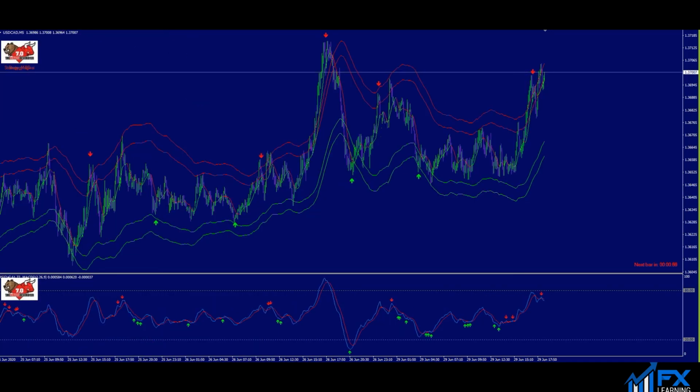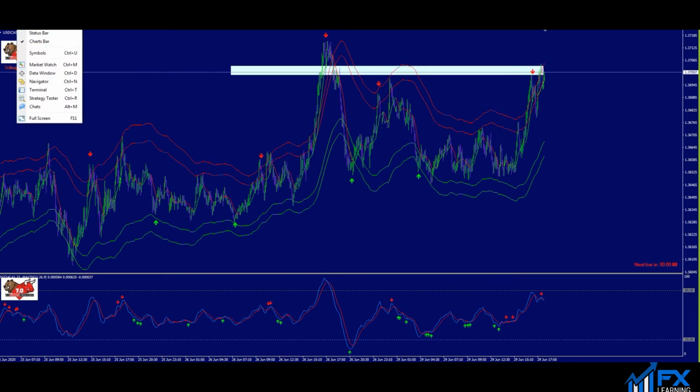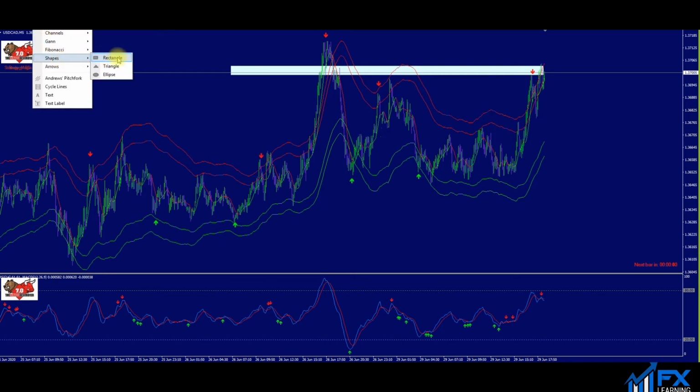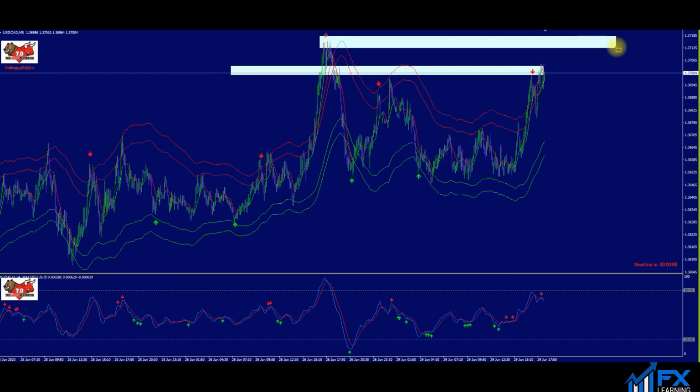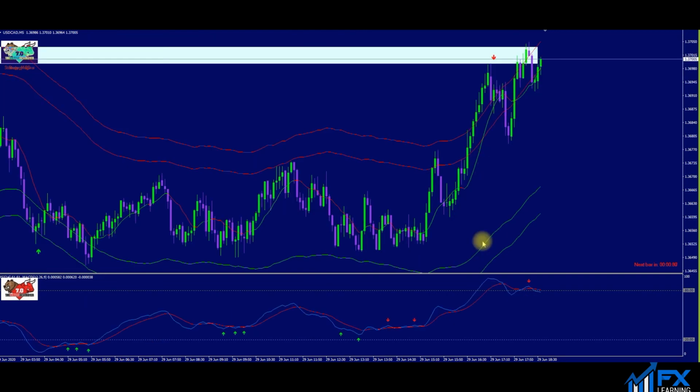As you can see, we've definitely got a support and resistance area. If I just mark it up here, we've definitely got a little bit of resistance at the top there, and we've definitely got resistance at the top here. We just mark it up there. So as you can see, the MACD and RSI are overbought.